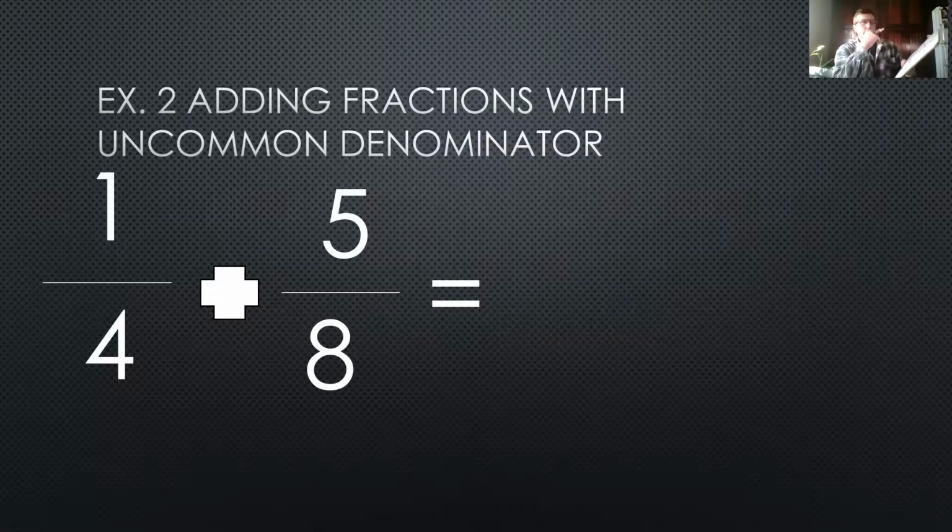Now let's take a look at our numerators again. So we have 1 and 5, right? Okay. So we have 1 and 5 as our numerators, 4 and 8 as our denominators. So now let's take a look at the golden rule once again, because we noticed that our denominators are not the same, right?